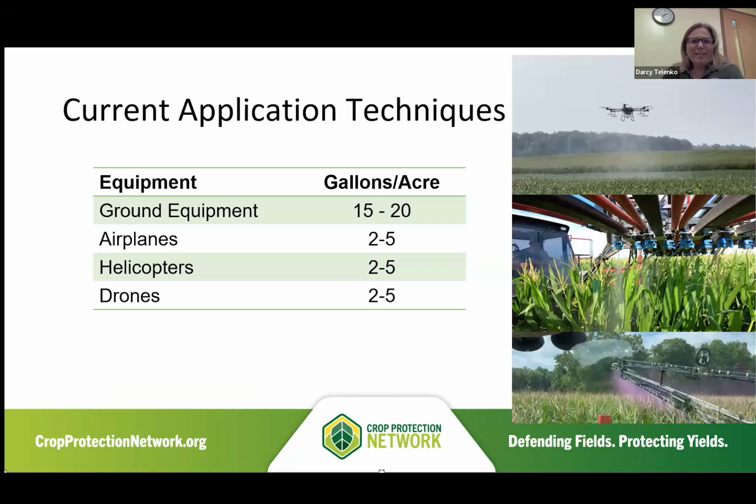And so I guess when we're looking at putting out foliar fungicides, generally we're thinking here in Indiana, we may be putting it out with ground equipment, with applications at 15 to 20 gallons per acre. Airplanes and helicopters may be coming in at 2 to 5 gallons per acre. And now we have that fourth option using drones. And so in some of our work, we've been looking at that 2 to 5 range to see what the impact is on our disease control.